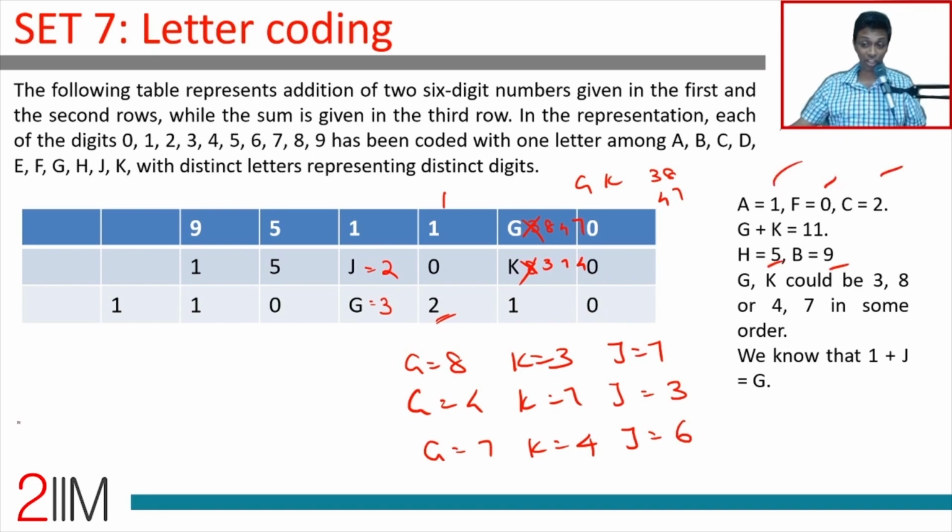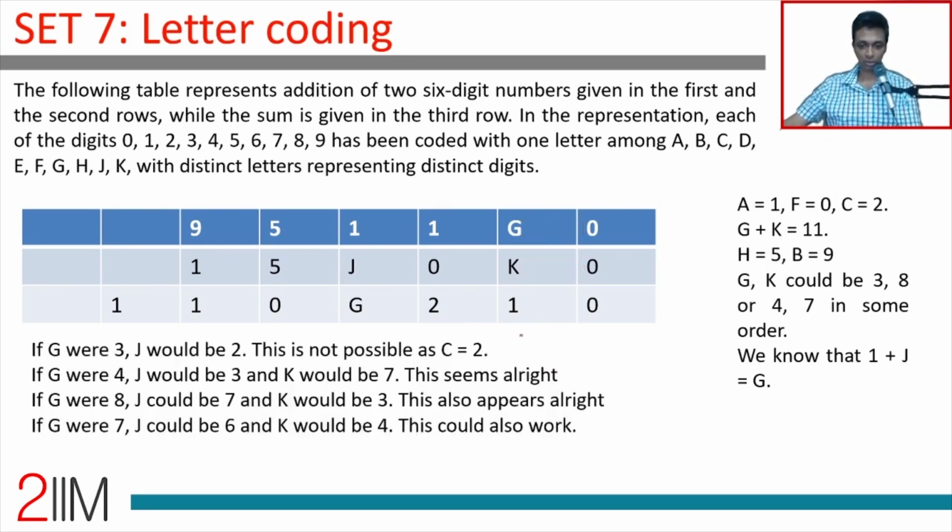So the numbers that are remaining are 6, 7, 8, 3, 4. So 8, 3, 7 is possible. 4, 7, 3 is possible. 7, 4, 6 is possible. What was not possible was 3, 8, 2. So that we have eliminated. So all 3 are possible now.